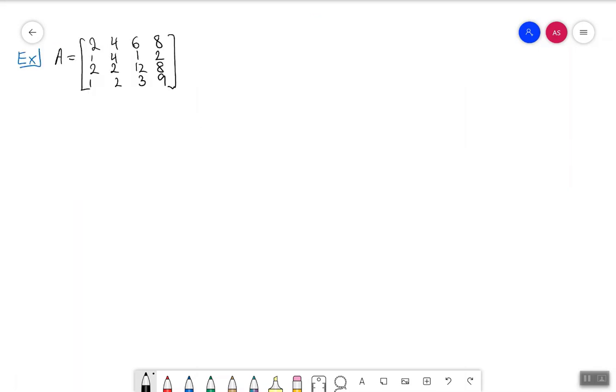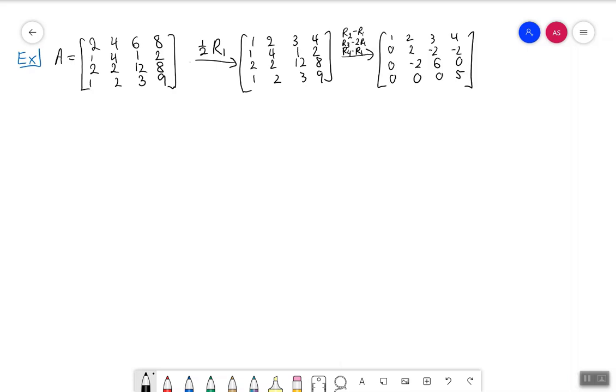Let's go through an example of how to use these to compute a determinant. Our first step is to do row reduction. But here we need to be very careful to keep track of each step in the row reduction. First, I divided the first row by 2, or multiplied it by 1/2, to get this new matrix here. Then I cleared everything under the 1 to get this matrix on the right. And then I cleared everything under this leading entry to get this final matrix here.